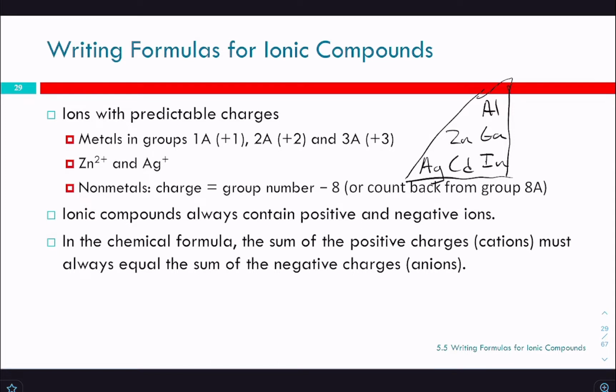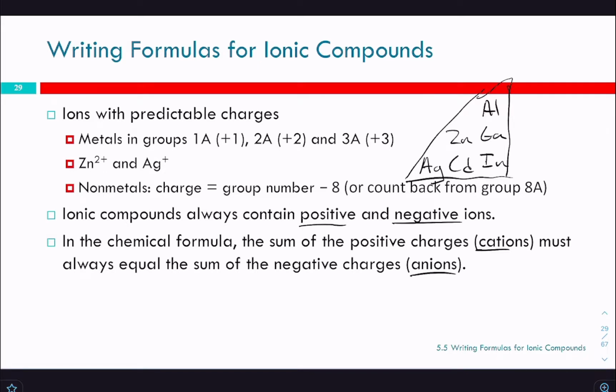Right, this gets back to writing formulas for ionic compounds. Every ionic compound has a positive and a negative ion. As we talked about, those are cations and anions. And the important thing to remember is that the charges always add up to 0.